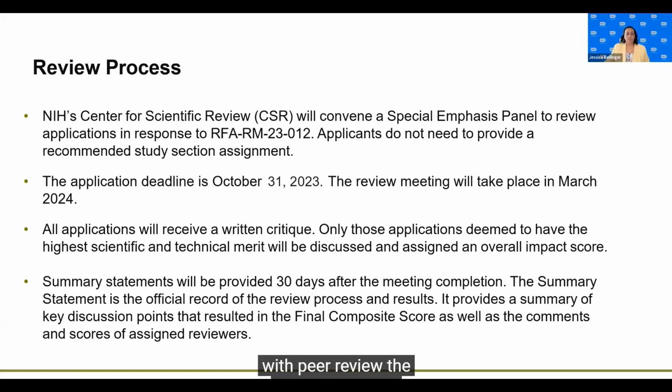With peer review the following spring, advisory council in May 2024, and an earliest start date for project in July of 2024. The SRO will release the summary statements within 30 business days of the meeting. All applications will receive a summary statement, which includes scores for the review criteria, critiques from the assigned reviewers, as well as any administrative notes. If an application is deemed to be of the highest scientific and technical merit, based on the preliminary overall impact scores and is discussed, the summary statement will also include a final composite score and a summary of the discussion itself written by the SRO.